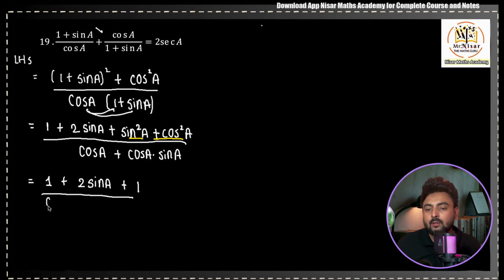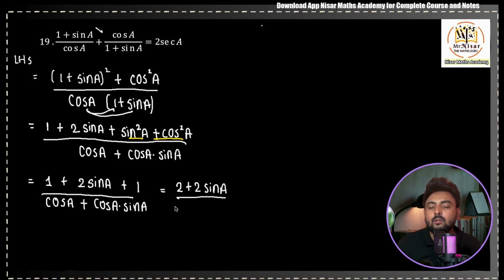Let's see, I'll write it over here: cos a plus cos a into sin a. What I have now, 1 plus 1 is 2. So 2 plus 2 sin a upon cos a plus cos a sin a. Then the next step I'll write this side.